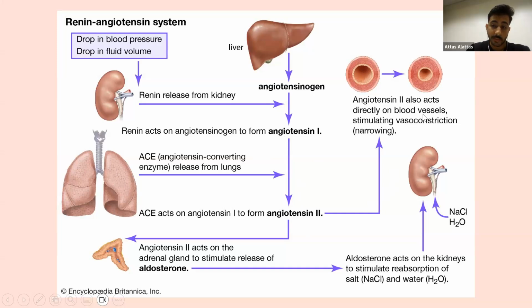It goes to the blood vessels and causes vasoconstriction. It goes to the adrenal gland and releases aldosterone, and then aldosterone acts on the kidney and causes reabsorption of sodium chloride and water. By reabsorbing water and sodium chloride, you're increasing the fluid in the body. So by increasing the fluid, you're also increasing the pressure.